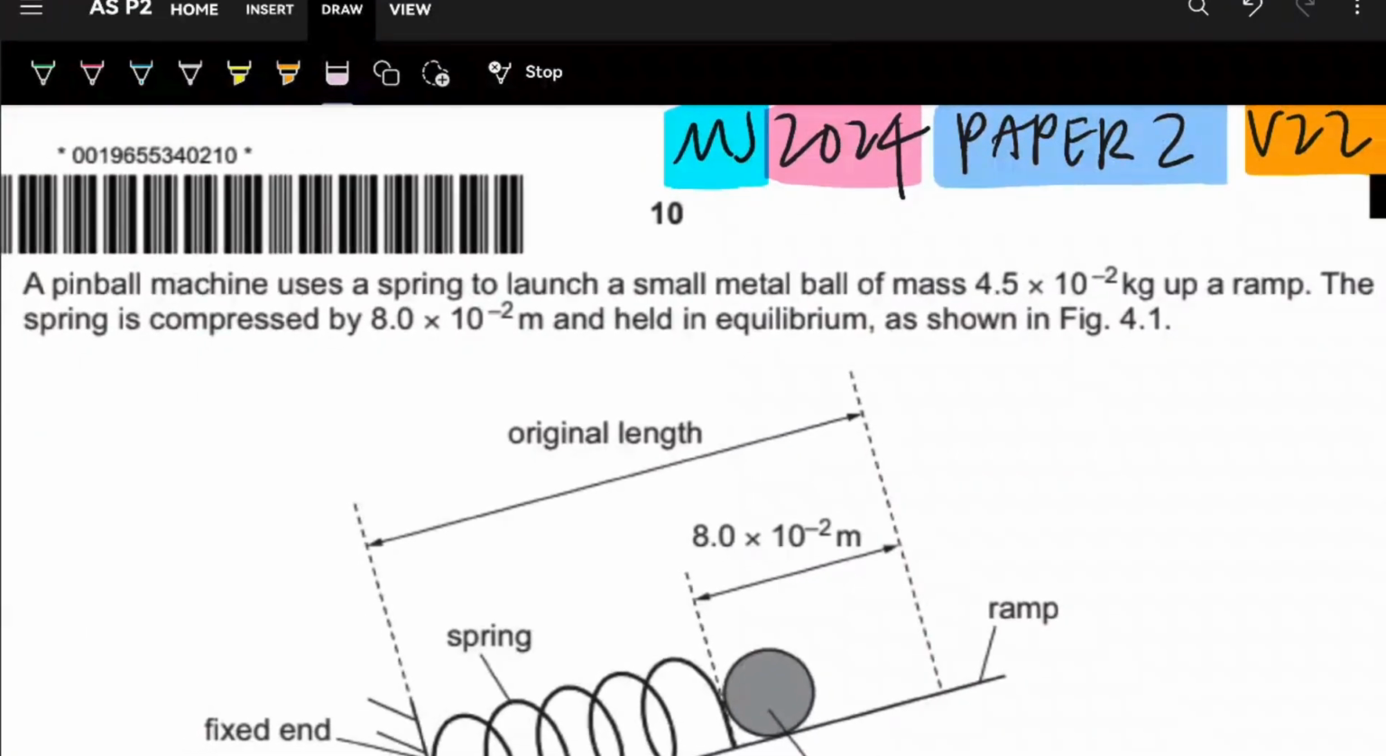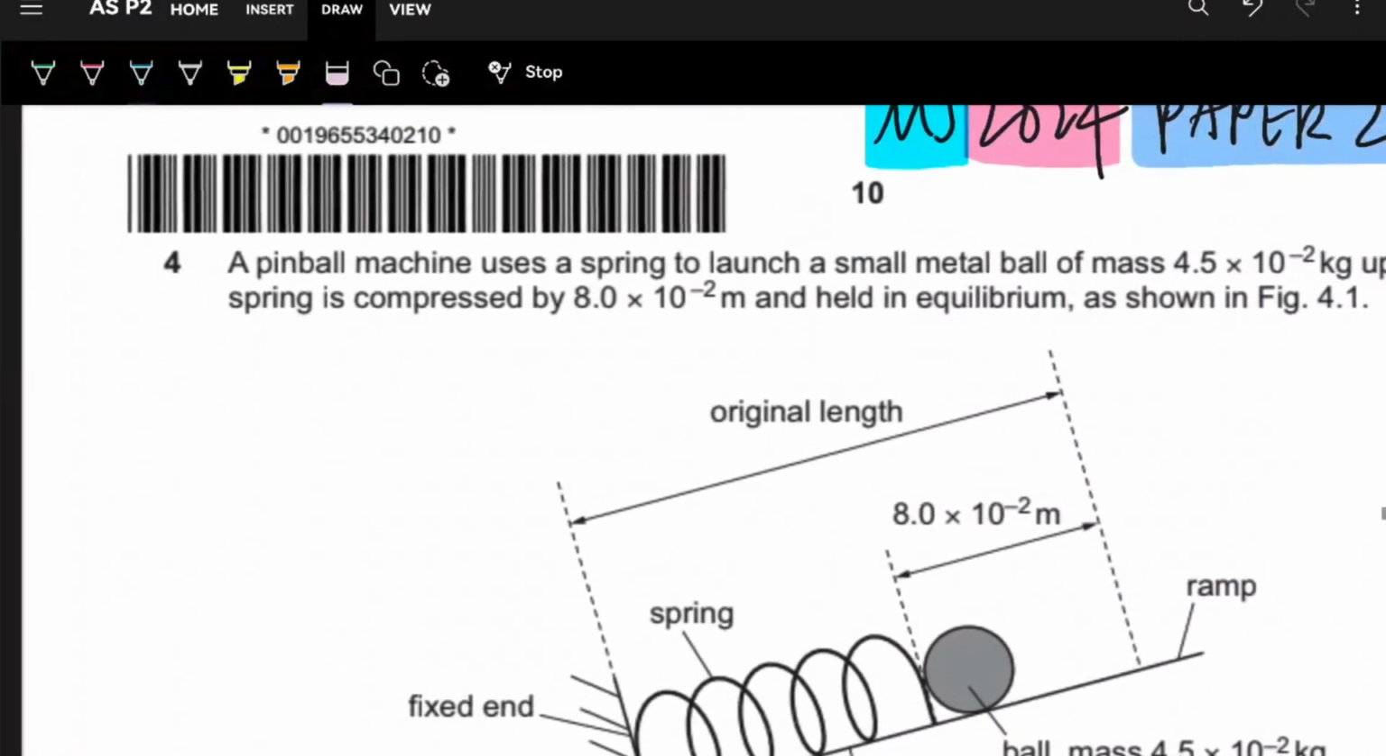Today we'll be looking at question 4. Okay, so let's do this together.